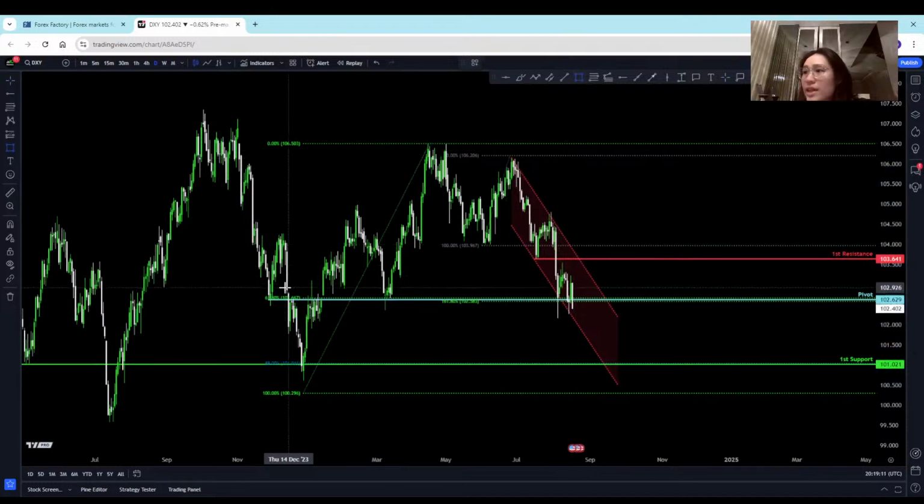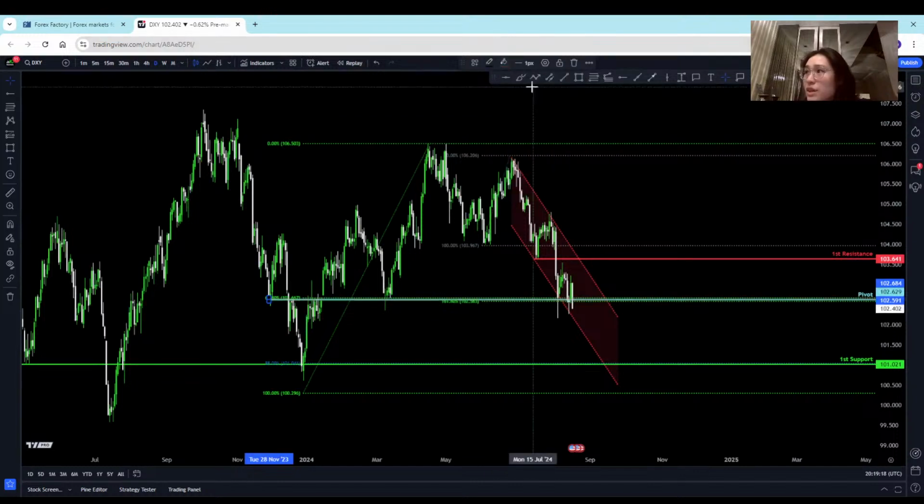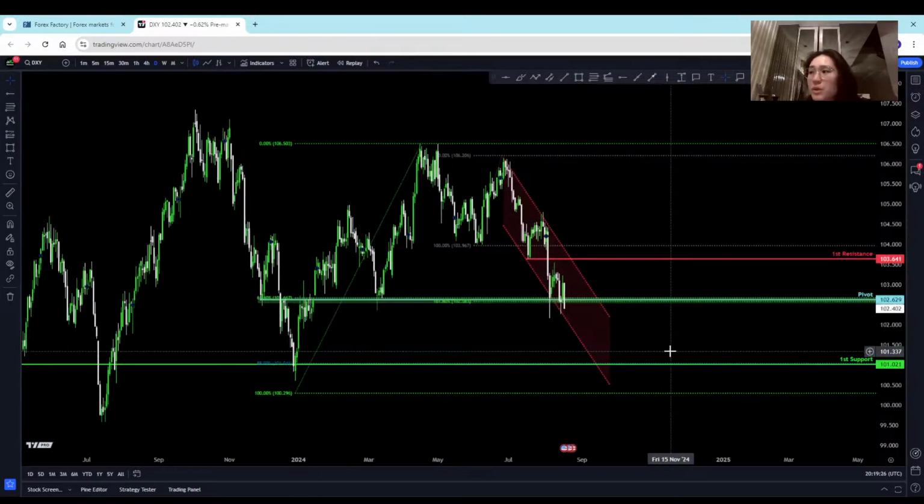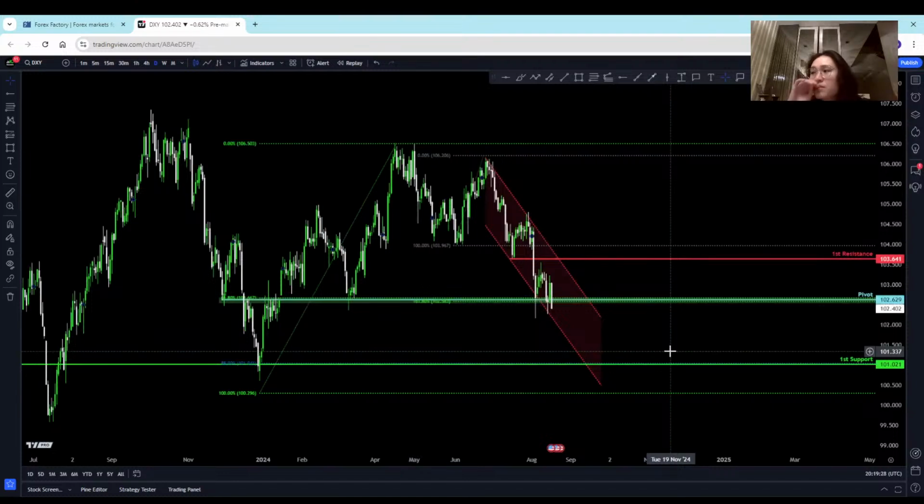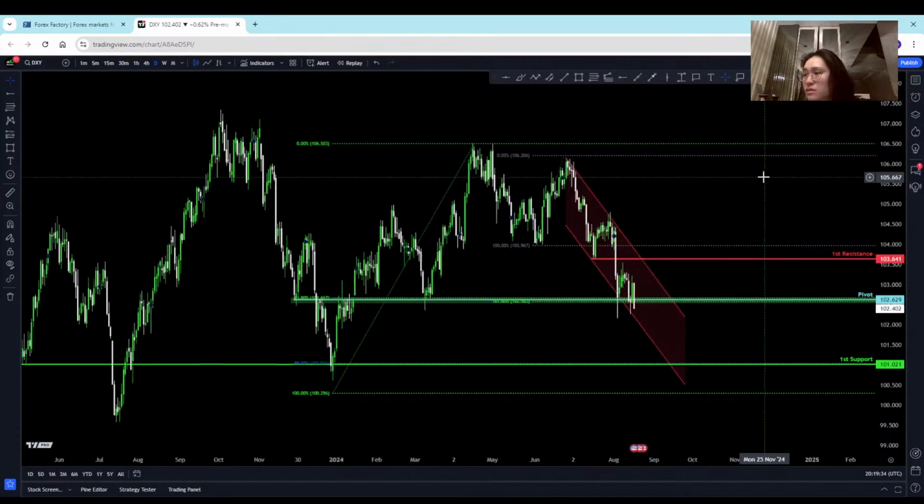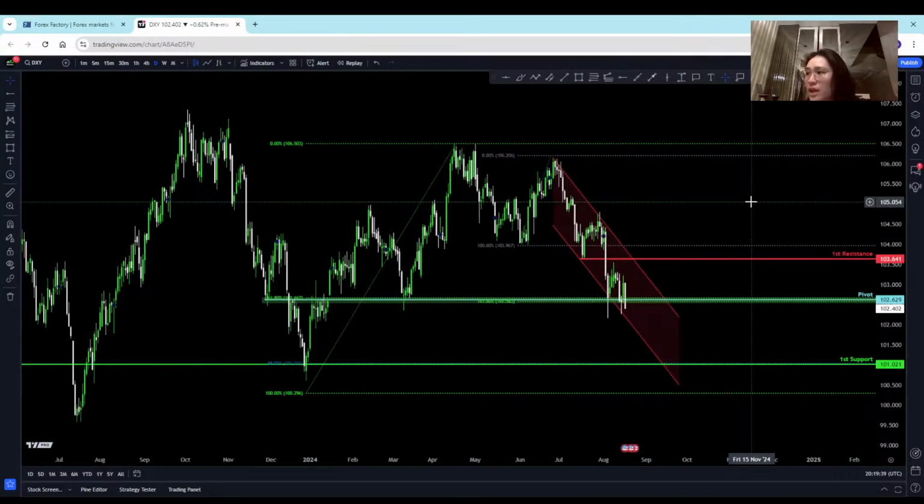Okay, so I'm going to highlight this area here because it's a confluence area, which basically means that you have two or more Fibonacci levels that line up. So these areas tend to attract price, but price might not be able to break past them. I think that's all the levels that we have for now.